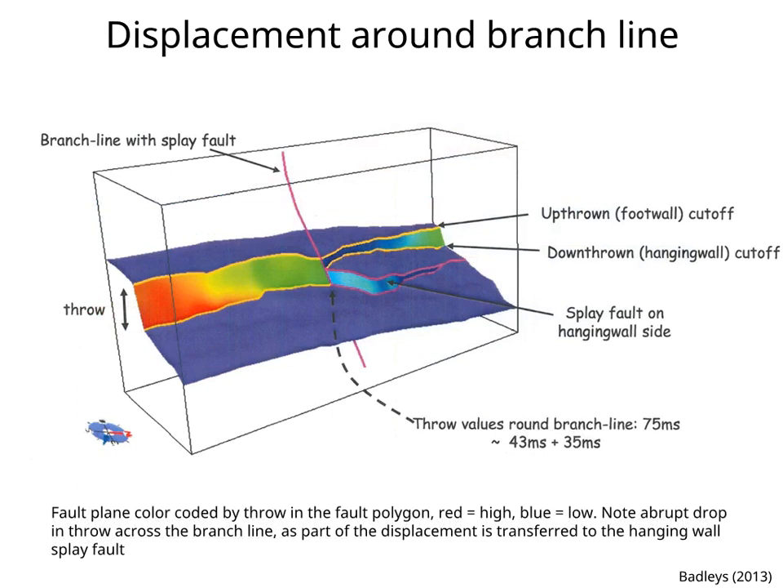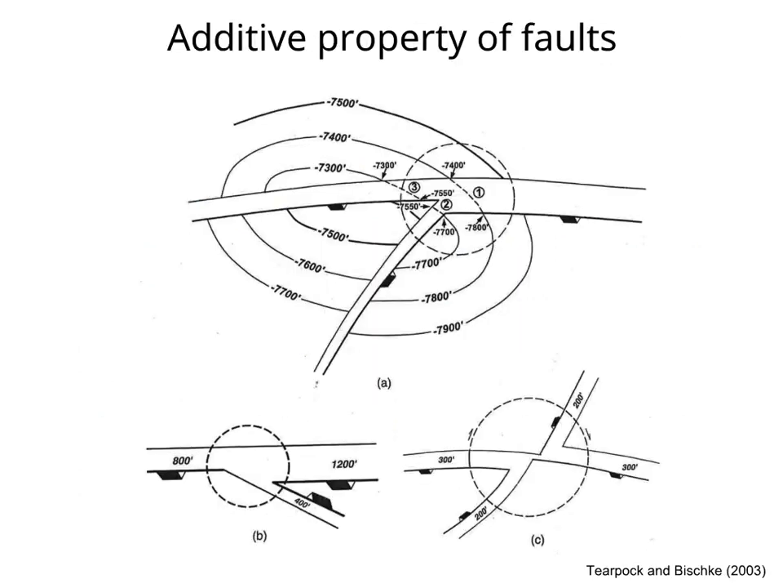This is one seismic example. The fault plane is color-coded by throw. Note the abrupt drop in throw across the branch line, as part of the displacement is transferred to a splay fault on the hanging wall side. Checking the conservation of slip at fault intersections is a good way to evaluate the correctness of structure maps.